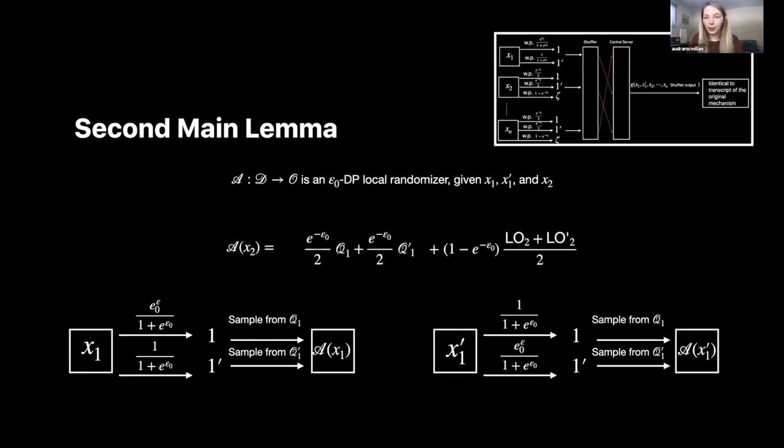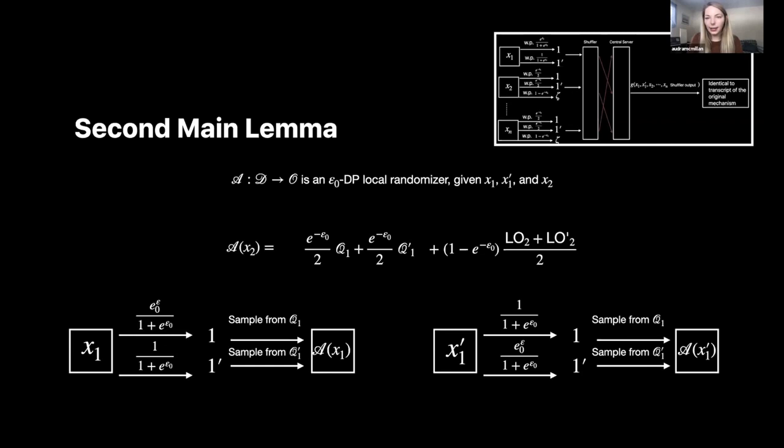And so I can actually do this. I can say the same bound holds if I replace A of x1 with Q1 and A of x1 prime with Q1 prime. Okay, so now I have something that does look right. So I have the right mixture components.